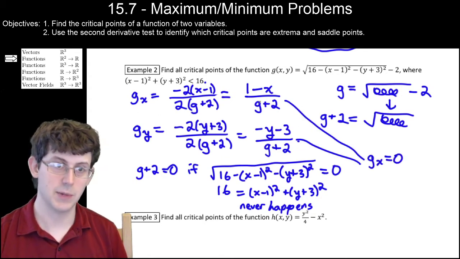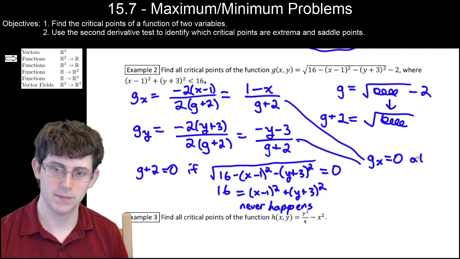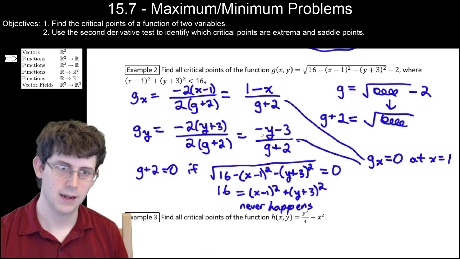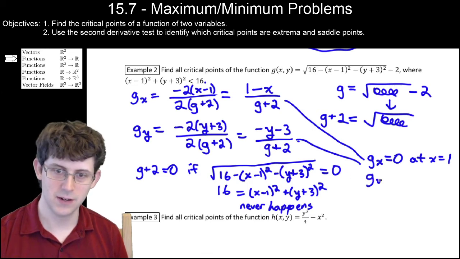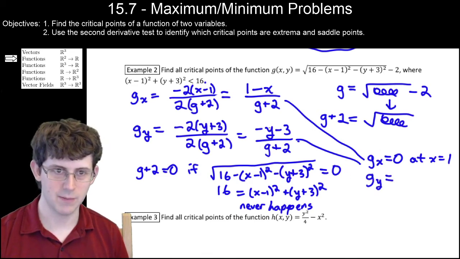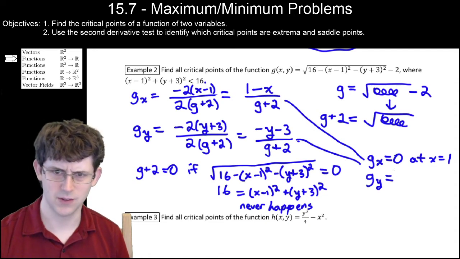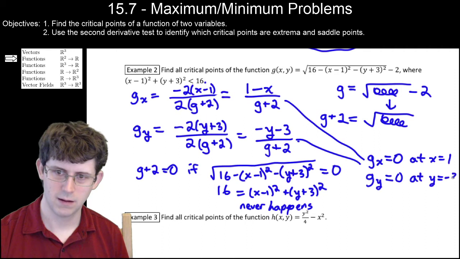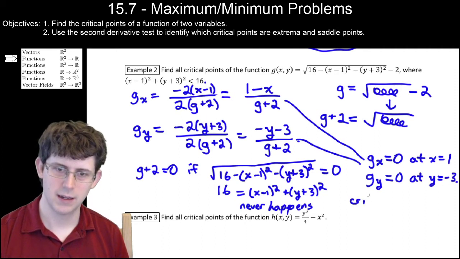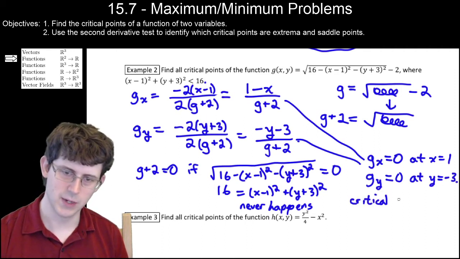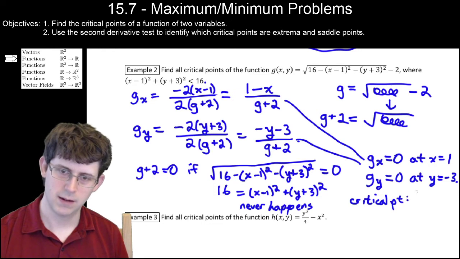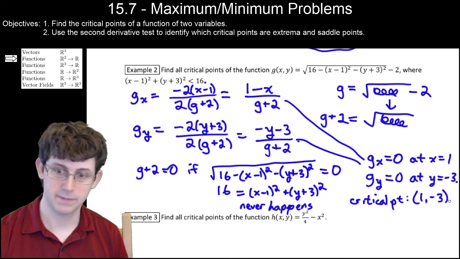So the x partial derivative equals 0. You can make this fraction 0 by letting x equal 1. And the y partial derivative equals 0. Well, you do that by letting y equal minus 3. So the critical point, this surface only has 1, is at (1, minus 3).